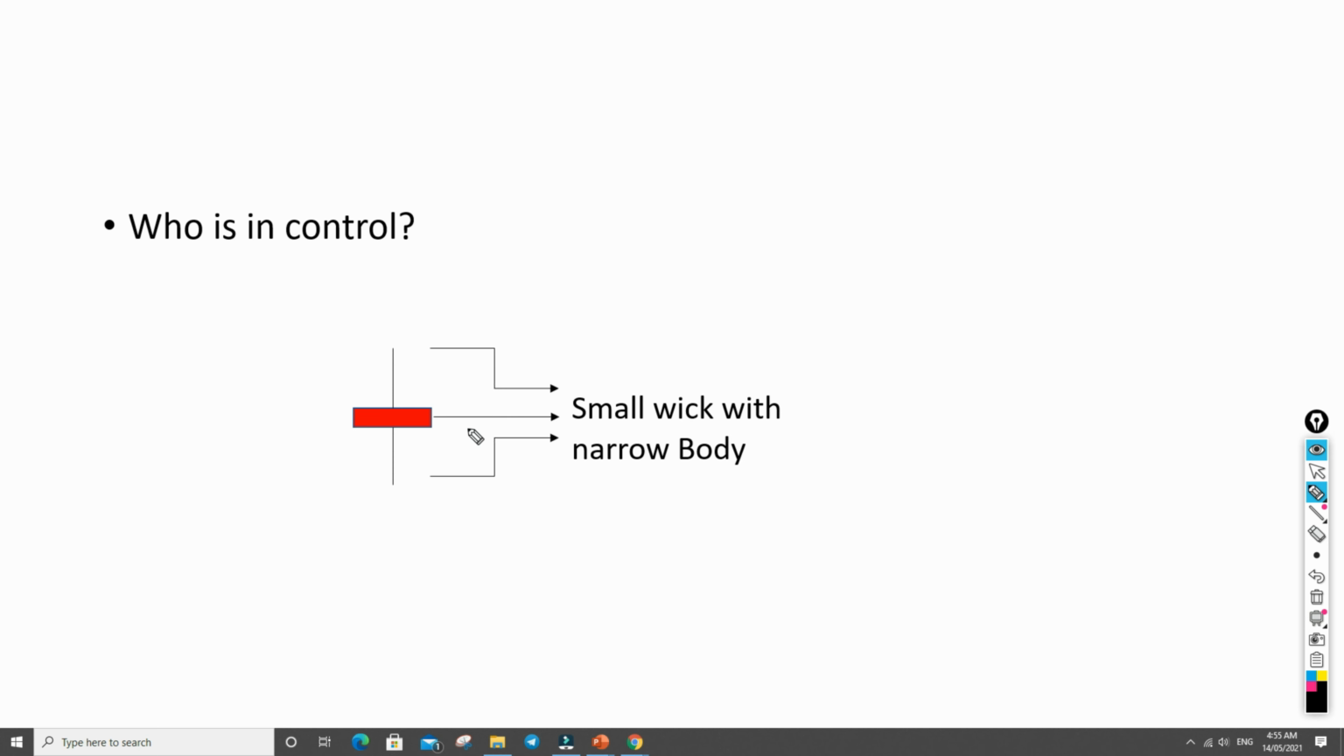So no one is in control. That means both have equal control. So this is indecision. The market is in indecision. Neither of these groups has won the battle. So this means the doji candle is a very, very important candle. We'll learn more later.